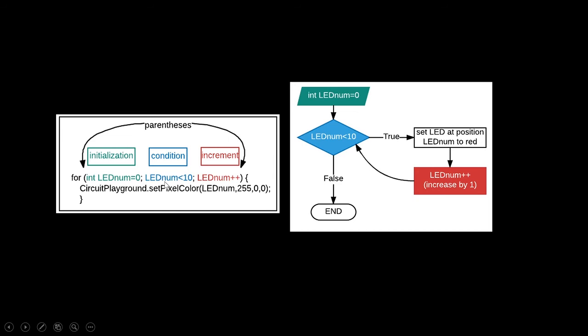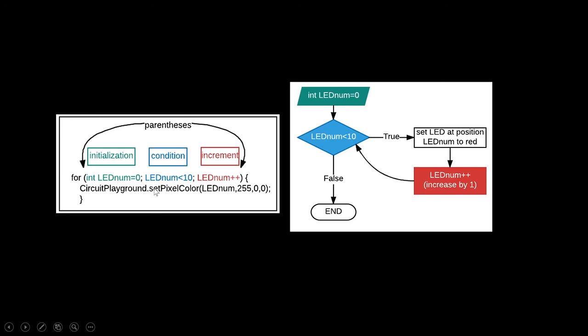LED num equals 0. It will stop when LED num equals 10, which would be right after the last LED is turned on. Then our increment is LED num plus plus, which just increases the LED num, this variable, by 1 each time we go through the loop, each time we iterate.